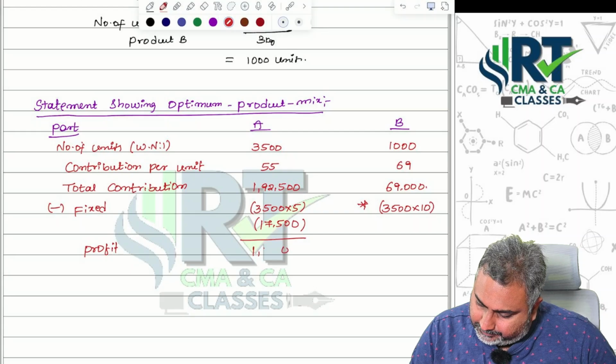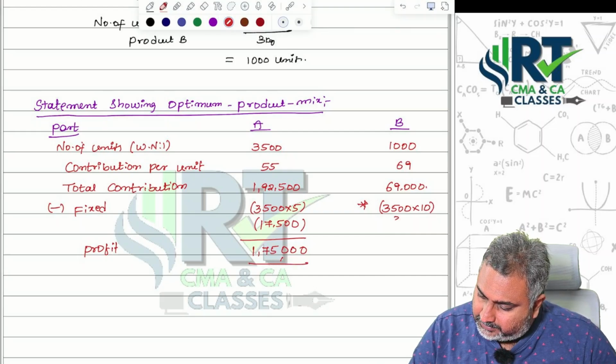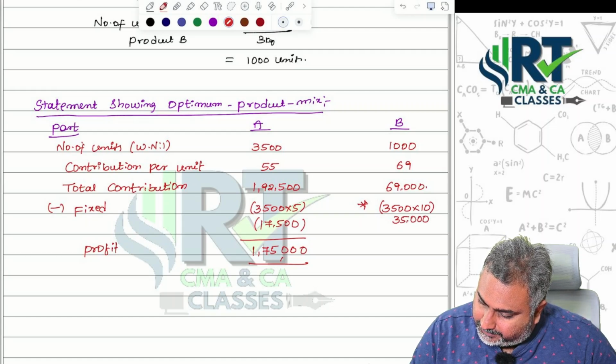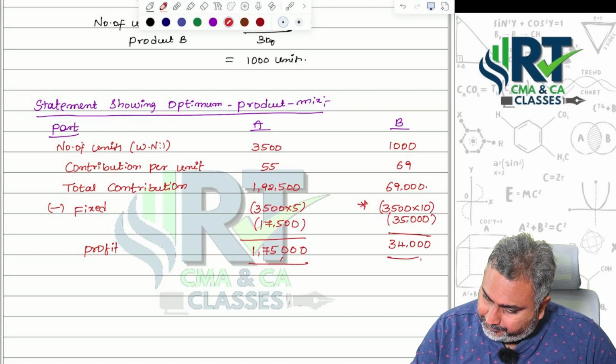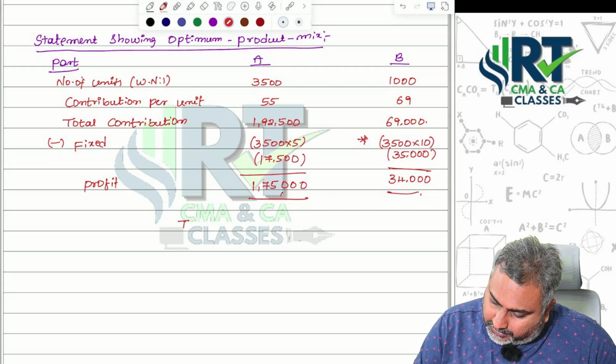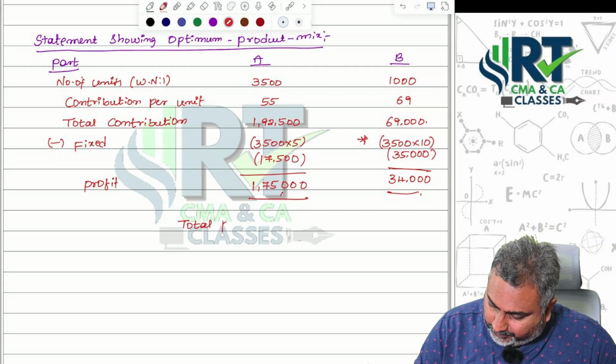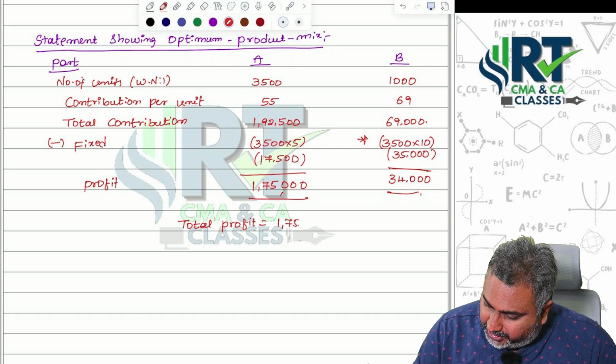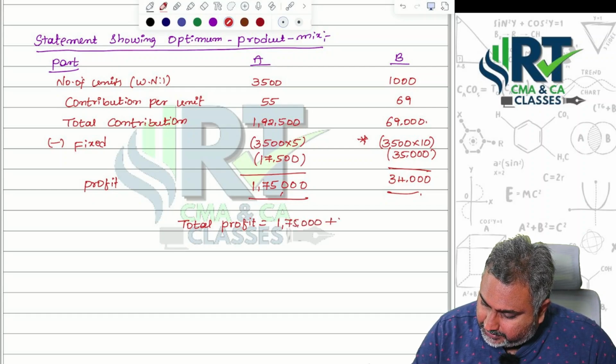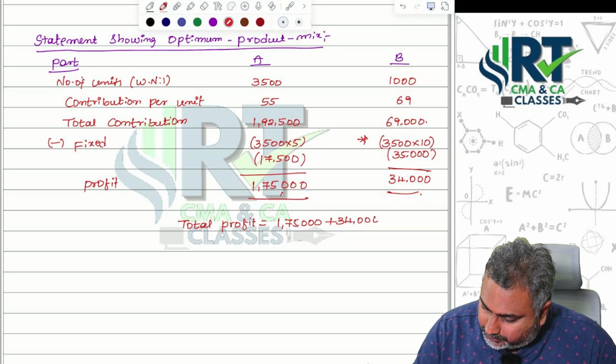1 lakh 75,000. This is for A. For B, 3,500 into 10 is 35,000, means 34,000 profit. Then total profit: 1,75,000 plus 34,000. Total you are getting 2,09,000.